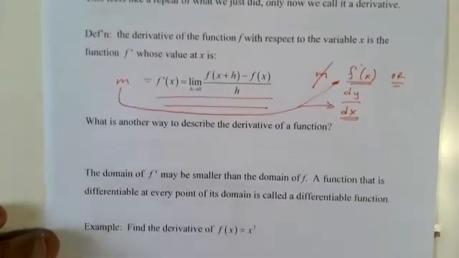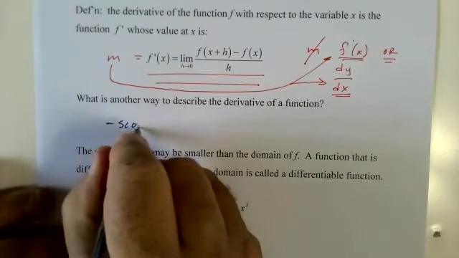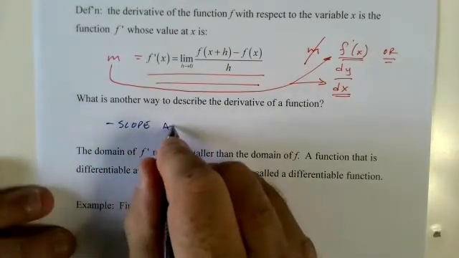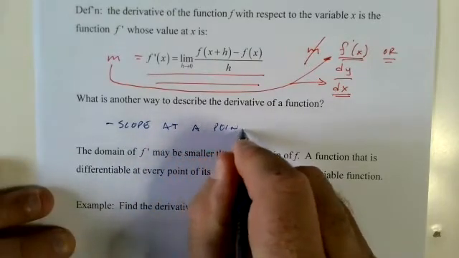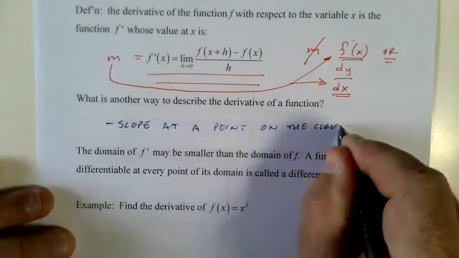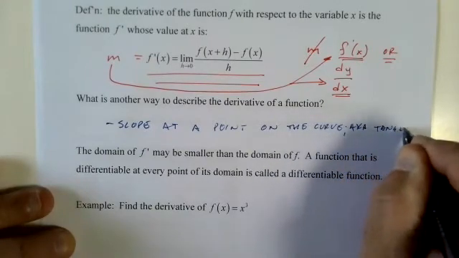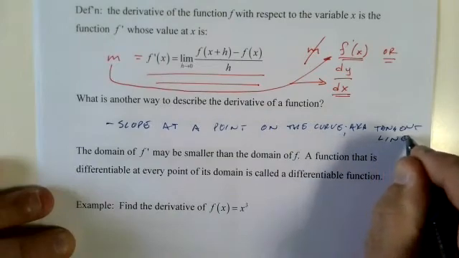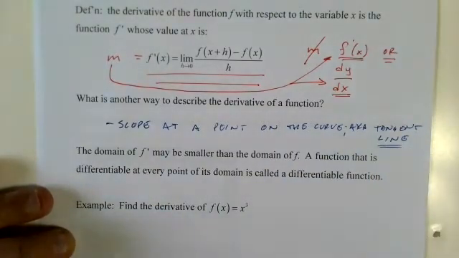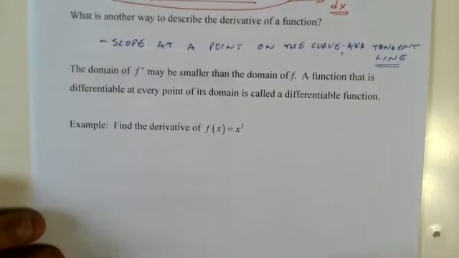All right? So what's another way to describe the derivative of a function? It's just slope at a point on the curve, also known as the tangent line. We get into domain, doesn't matter, but the domain of the derivative might be smaller than the domain of the function. A function that is derivable at every point on its domain is called a differentiable function. Yeah, no kidding.